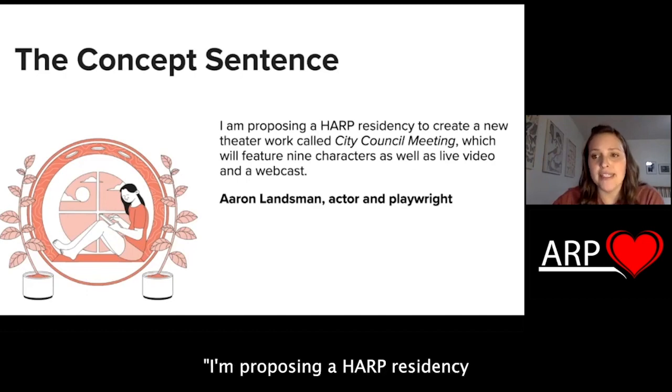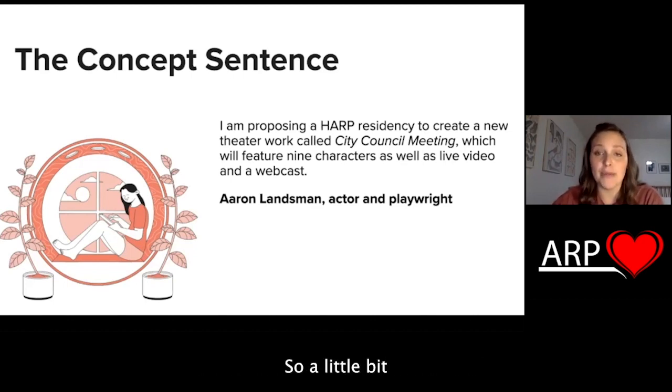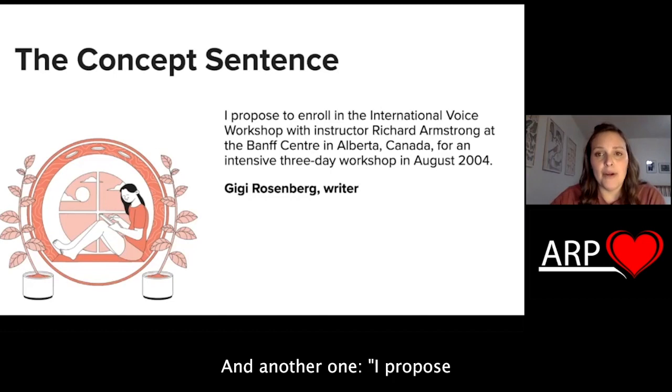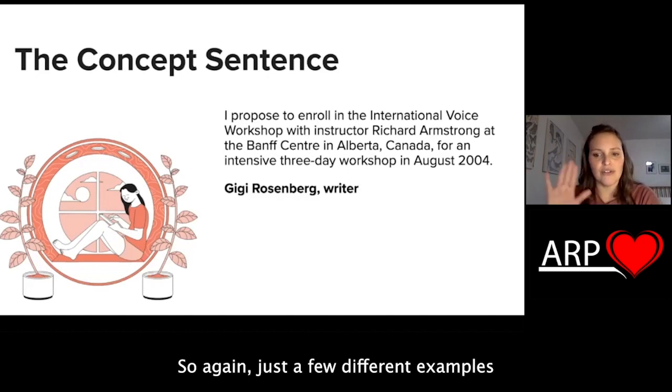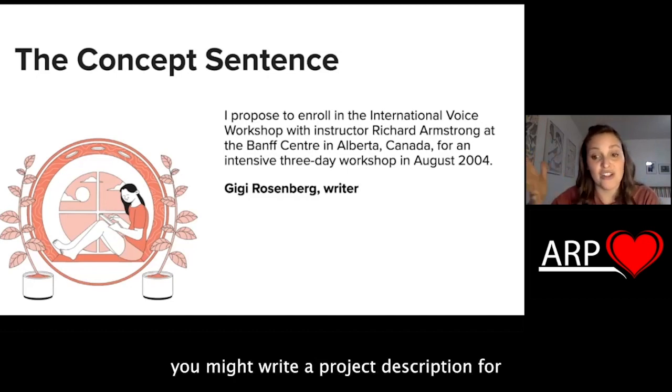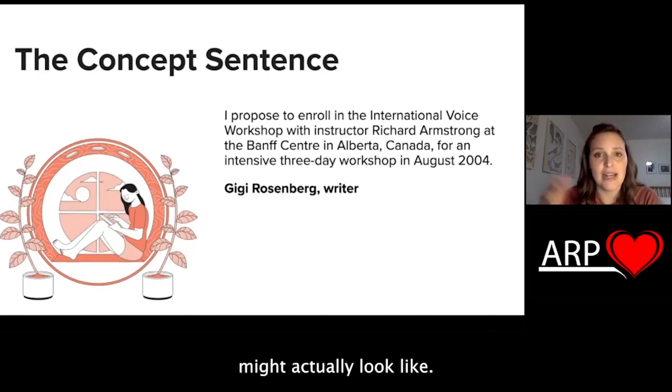"I'm proposing a HARP residency to create a new theater work called City Council Meeting, which will feature 9 characters, as well as live video and a webcast." So a little bit different kind of project description here. In another one, "I propose to enroll in the International Voice Workshop with instructor Richard Armstrong at the Banff Center in Alberta, Canada, for an intensive 3-day workshop in August 2004." So again, just a few different examples of things you might write a project description for and what that concept sentence might actually look like.